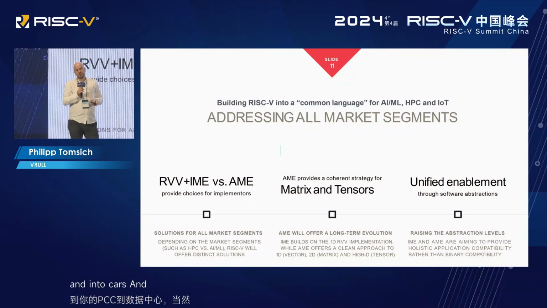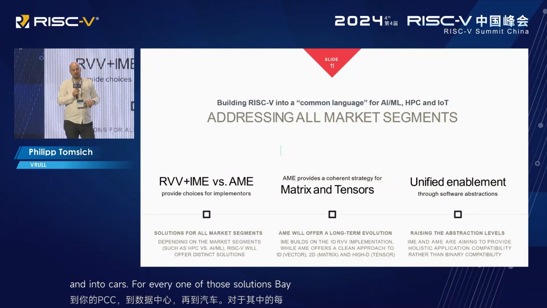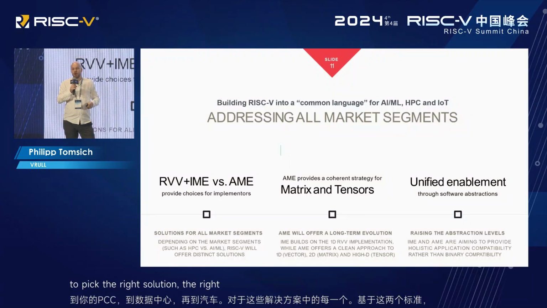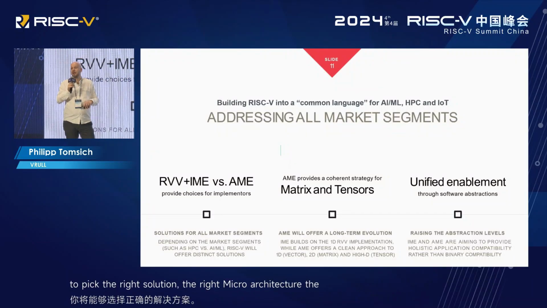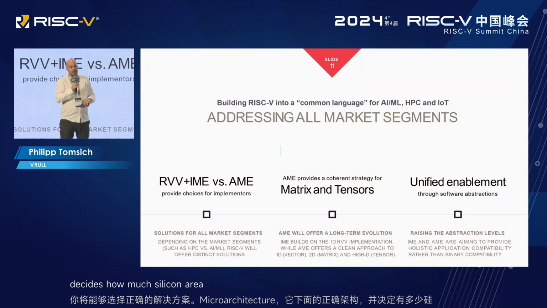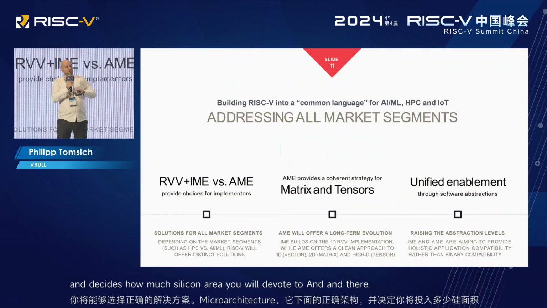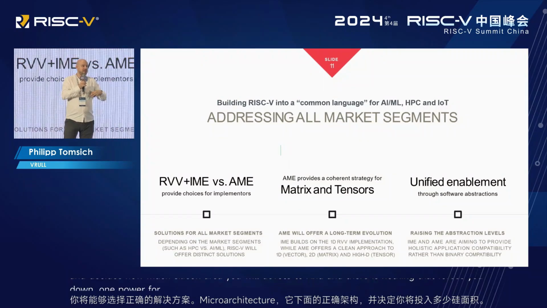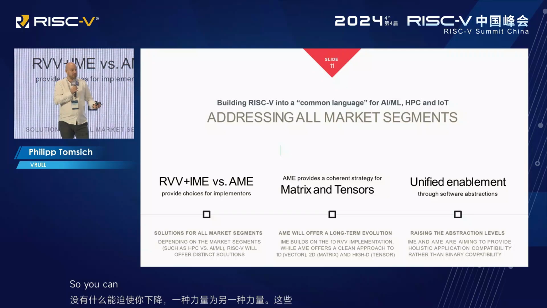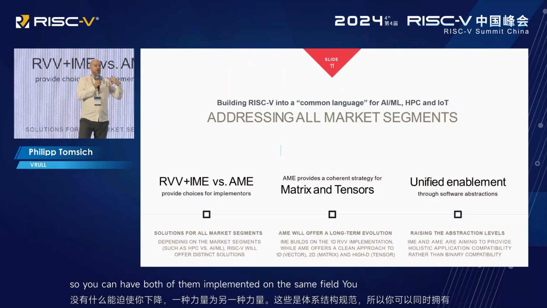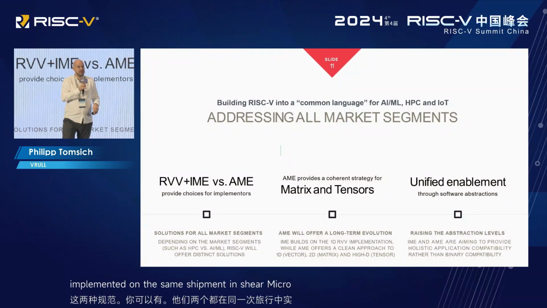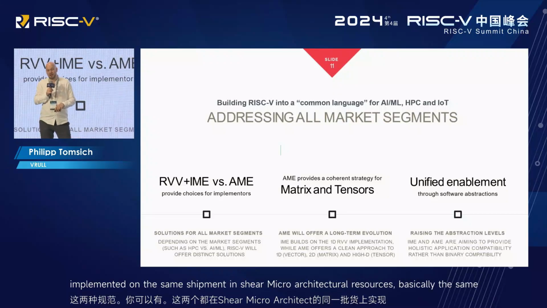And for every one of those solutions, based on these two standards, you will be able to pick the right solution, the right microarchitecture, the right architecture underneath it, and decide how much silicon area you will devote to it. And there is nothing that forces you down one path or the other. These are architectural specifications, so you can have both of them implemented on the same chip and share microarchitectural resources, basically the same silicon area, and map one onto the other.